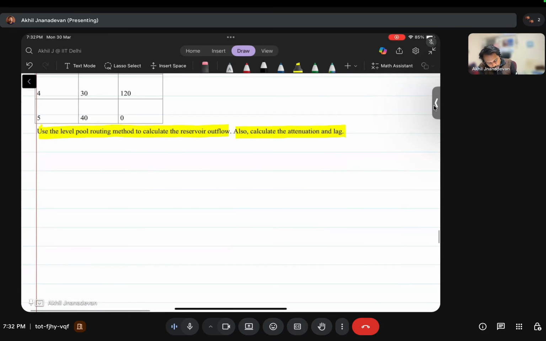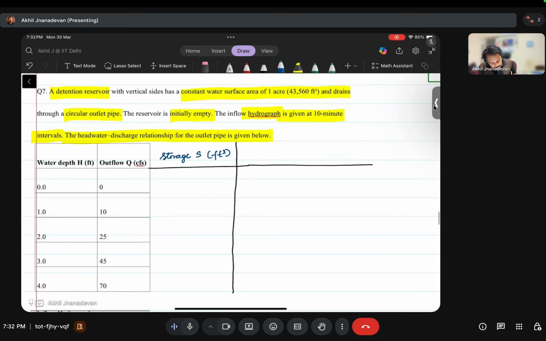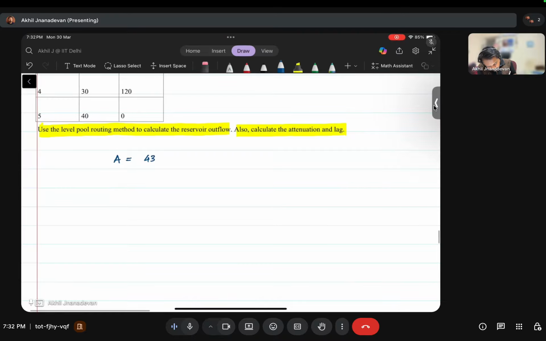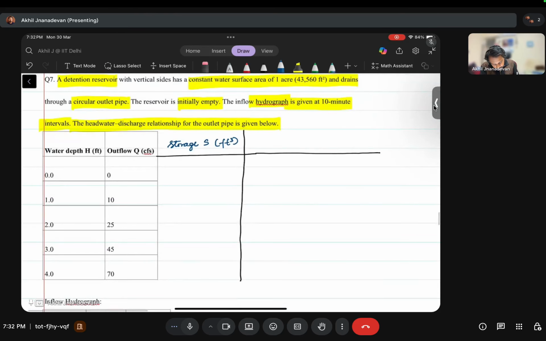Okay, so we know our surface area. The surface area of the reservoir is 1 acre, that is 43,560 square feet. So storage will be area into head. For this equation we'll be using the area, and if we multiply with the head, that is water table depth, we'll get the storage.